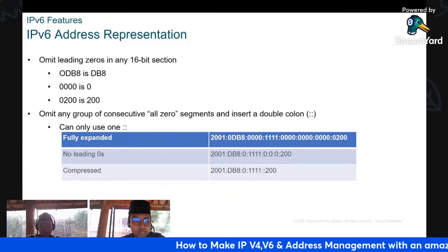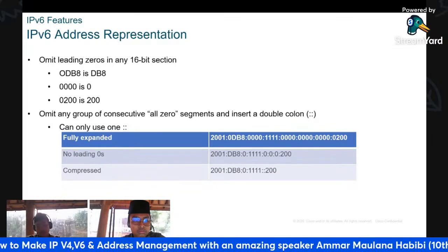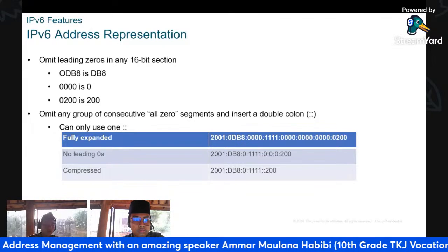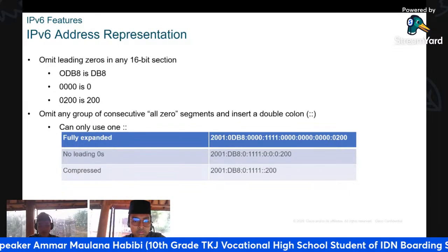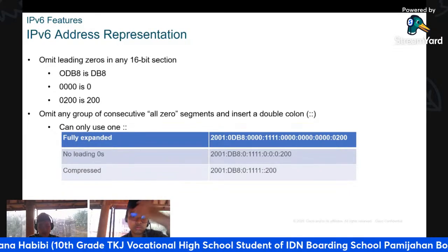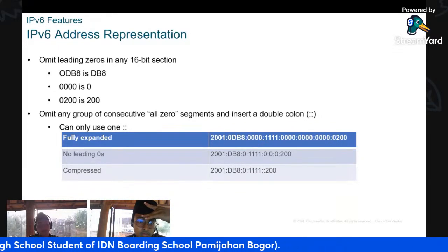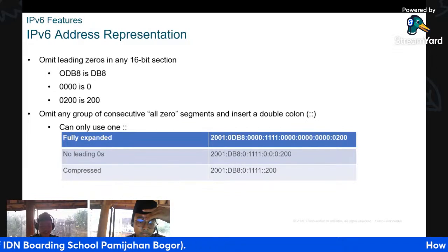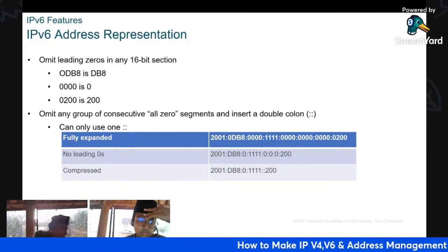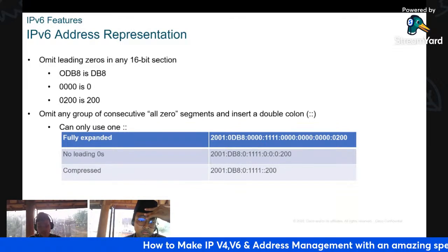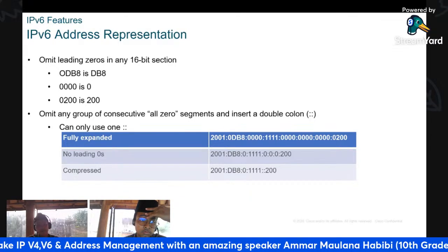Fully expanded, it is 2001:0DB8:... and so on, and you can see 2001:0DB8:0041:1000 and 0200, but it can be compressed again like 2001:DB8:41 double colon 200. For this one, are there any questions?